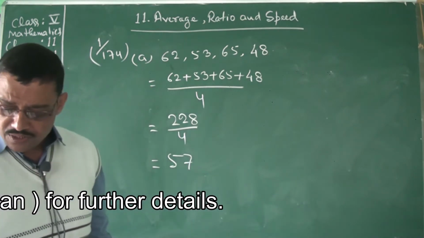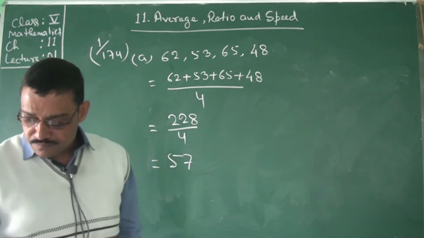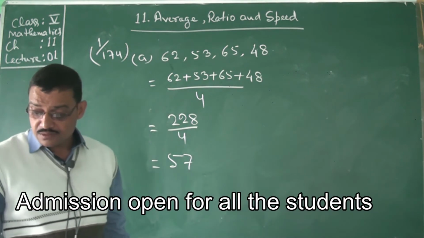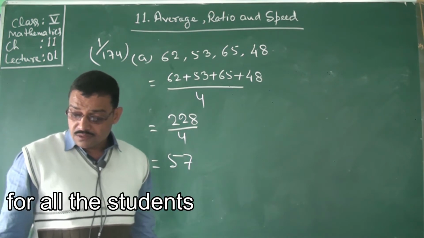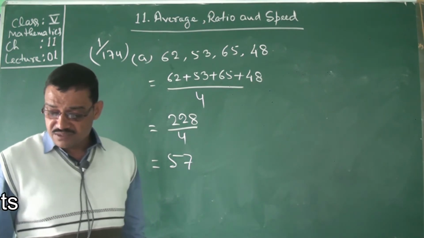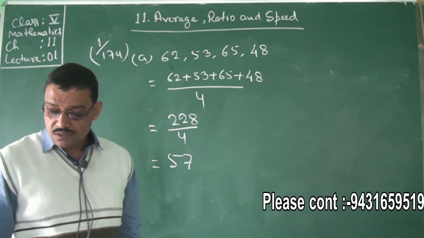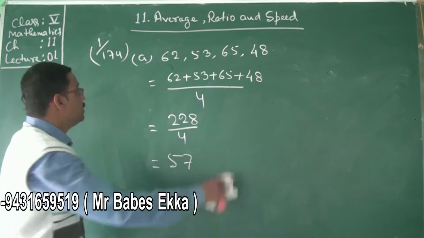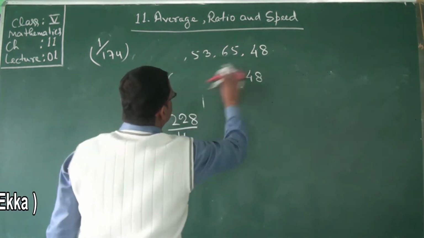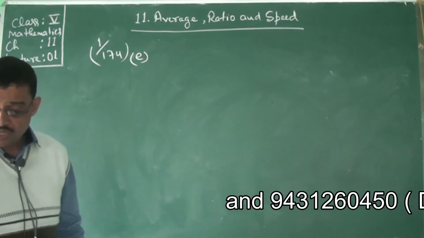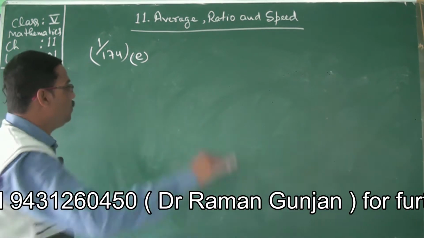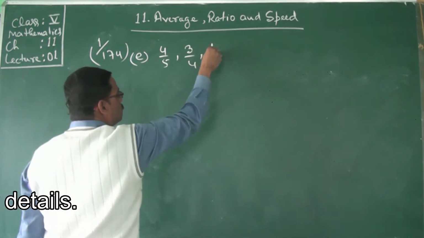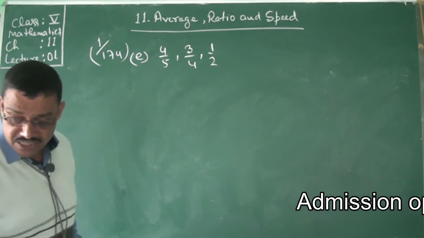In this way you can solve the remaining sums of one number. Let me see one more sum here. Come to one of the fractional sums. The sum is E number. Here some fractions are given. See how to solve this sum. In the E number sum, the numbers are 4 by 5, 3 by 4, 1 by 2, and the fourth number is 2 by 5.